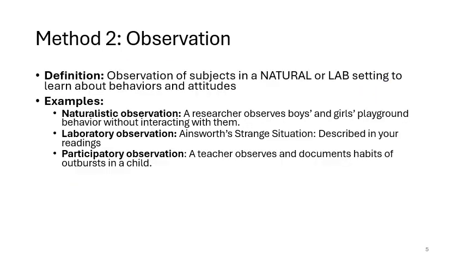The second method is observation, and this is observation of subjects or participants in a natural or in a lab setting to learn about behaviors and attitudes or whatever the researcher is interested in studying. An example of naturalistic observation. Naturalistic observation takes place in just a natural setting. So it's almost like the researcher is just observing without being a part of the group.